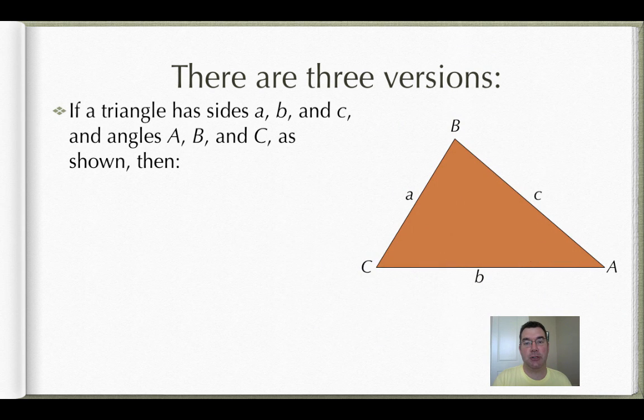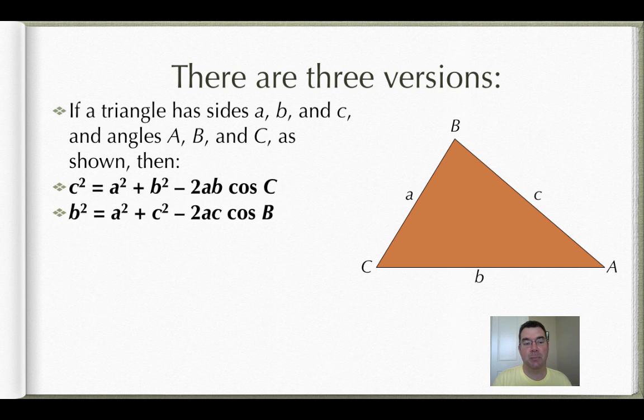First of all, I need to understand that my triangle is labeled with sides little a, little b, and little c, and angles capital A, capital B, and capital C, so that side a is opposite angle A, side b is opposite angle B, and side c is opposite angle C. And if all of that is true, and notice how it doesn't have to be a right triangle, then c squared equals a squared plus b squared minus 2 times a times b times the cosine of angle C.